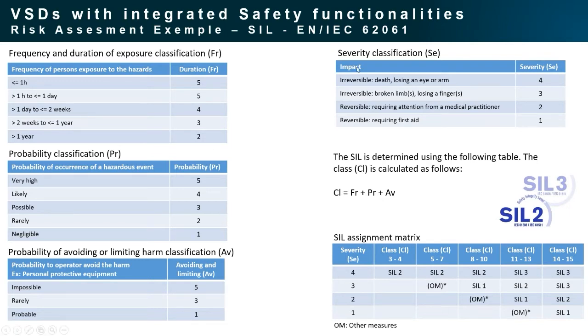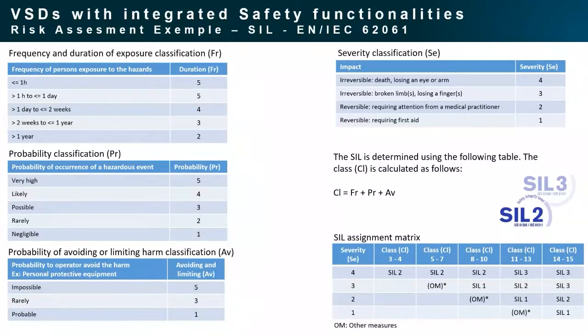And the other one, and here the most important, is the severity classification. If the risk may cause, for example, irreversible injuries like broken limbs, losing fingers, or including death. Or if the classification defines that injuries are reversible, that require only first aid, for example.